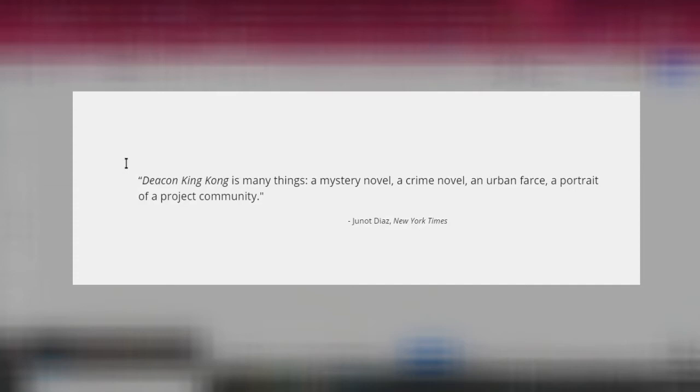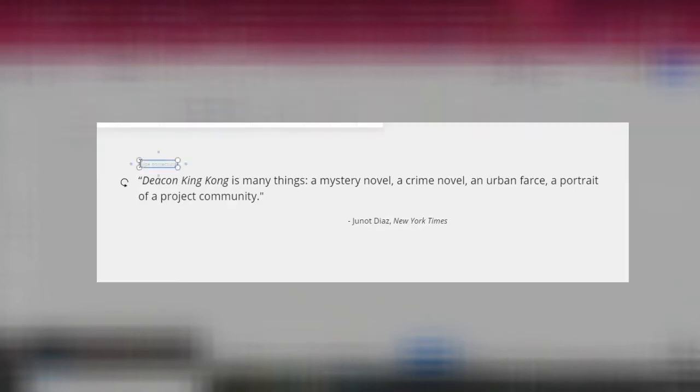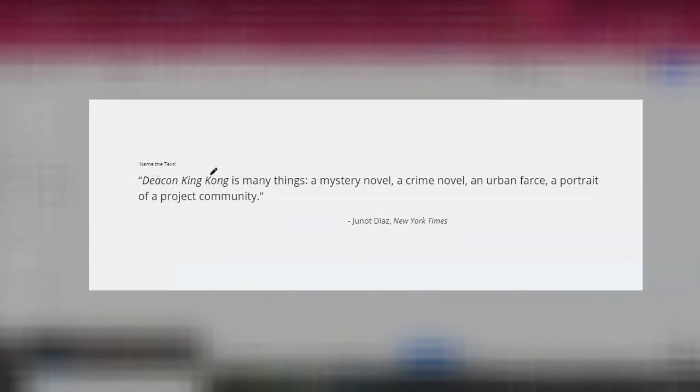So he begins by naming his text, Deacon King Kong, and then he says it is many things, colon. That colon is setting up our descriptive list. That list that's going to describe Deacon King Kong. Now you could swap out this colon for a dash. Grammatically, they are just about the same. It's a personal style preference.